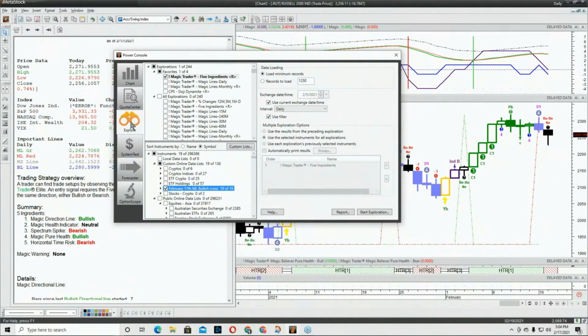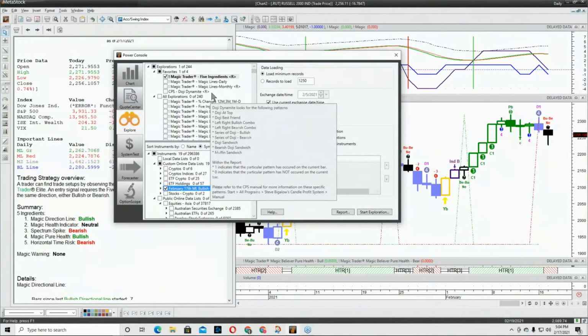There's certainly a wealth of explorations. I'm going to go through some of the numbers of things that are included in here, but it's a huge amount of Magic Trader explorations that are available right here. I've actually favorited a few of them to show you here, maybe like a what-if scenario.